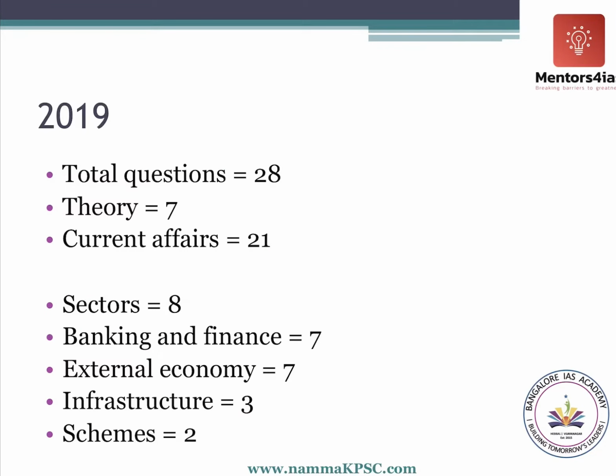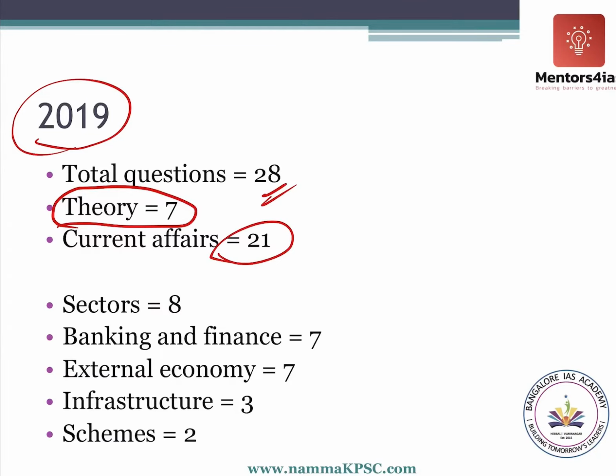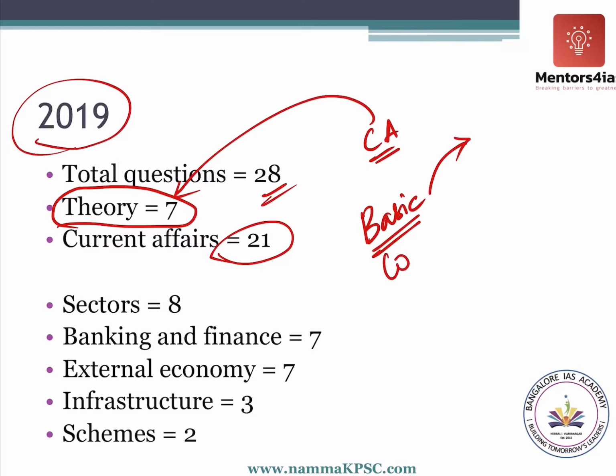If you see last year's 2019 prelims, they asked about 29 questions: 7 questions from theory and 21 questions from current affairs. So more weightage is always given to current affairs. But in order to understand current affairs, you need to know certain aspects from the theory, the basics. So first let's get comfortable with the basics and then relate these concepts with current affairs issues. Now, let me explain what I mean by basics.